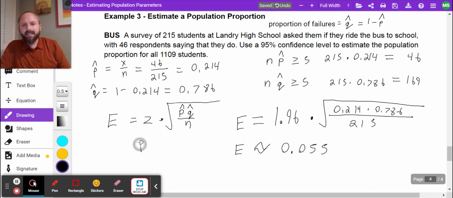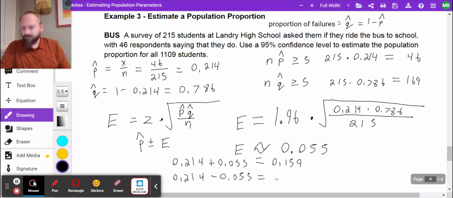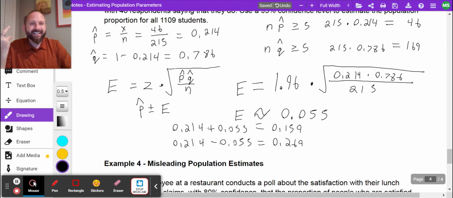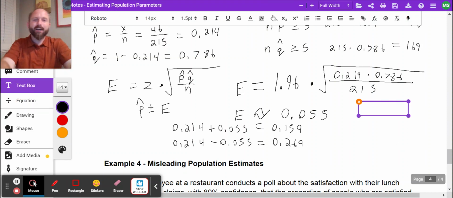So this is going to be p hat plus or minus this e right there. So our p hat plus or minus e is going to be 0.214 plus 0.055 and 0.214 minus 0.055. And so we would get 0.159 around 0.269. So what does this do? Now, this is a lot just for this right here. So that's why you should take a couple days on this.